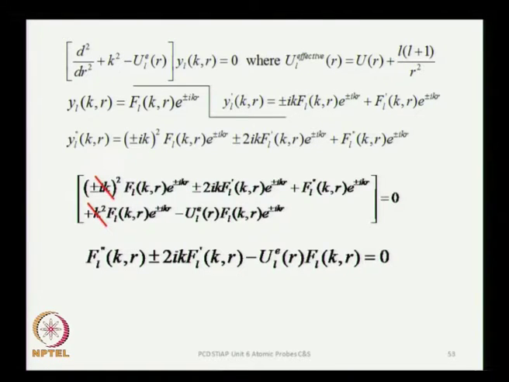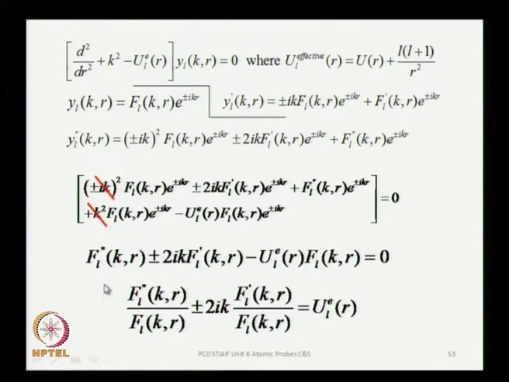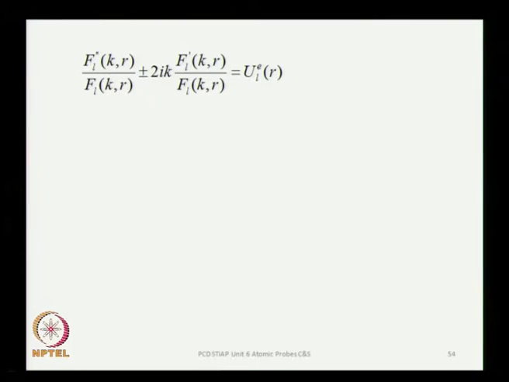What does it tell us about the ratio of f double prime to f? Because you can divide each of these three terms by the function f. So you have f double prime by f in the first, you have f prime over f in the second with this constant plus or minus twice ik, and then you have u which I have moved to the right hand side. Okay. Now this is what we have got.